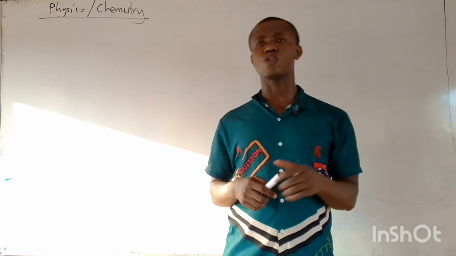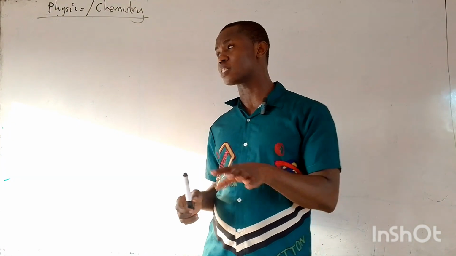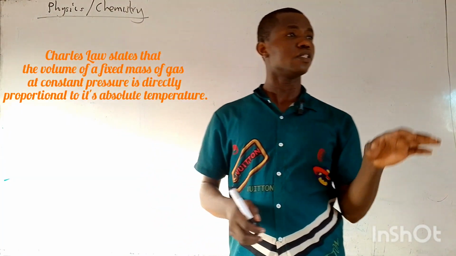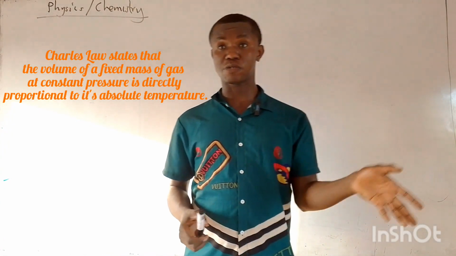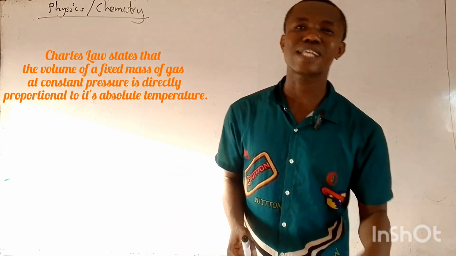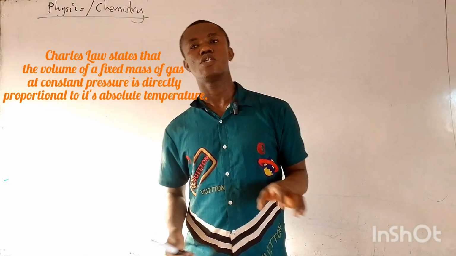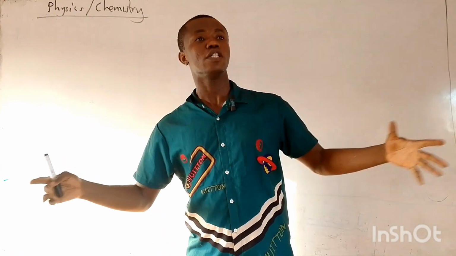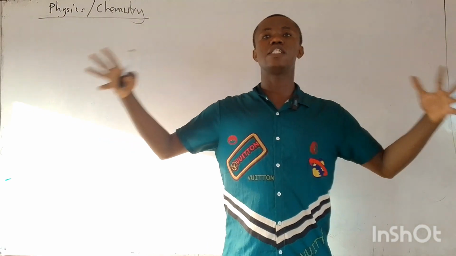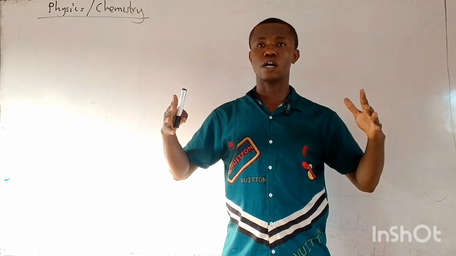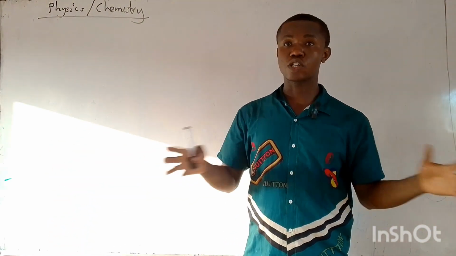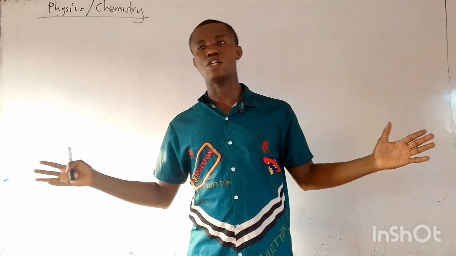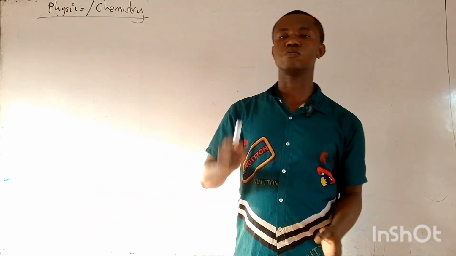Then we did Charles' law, which states that the volume of a given mass of gas, or a fixed mass of gas, at constant pressure is directly proportional to its absolute temperature. Now, it's as simple as that. The higher the temperature, the higher the volume, and the lower the temperature, the lower the volume.